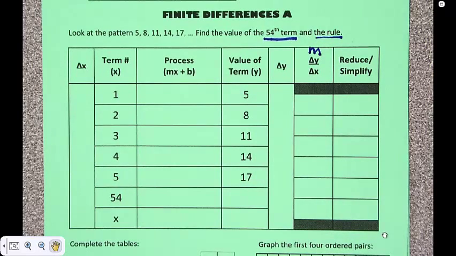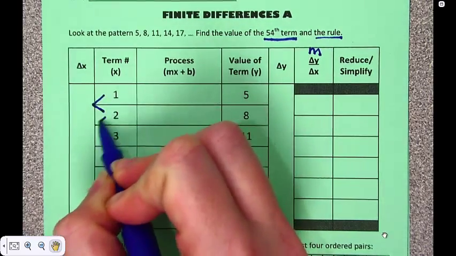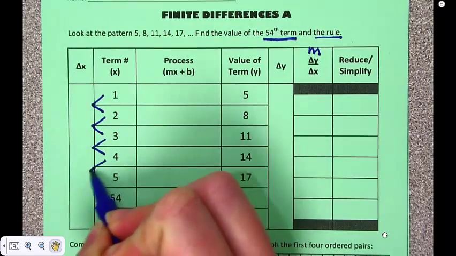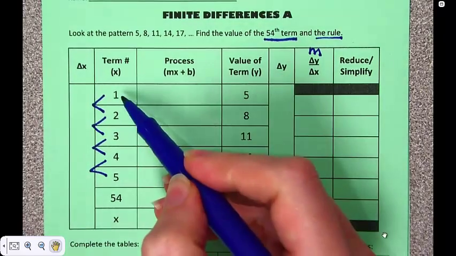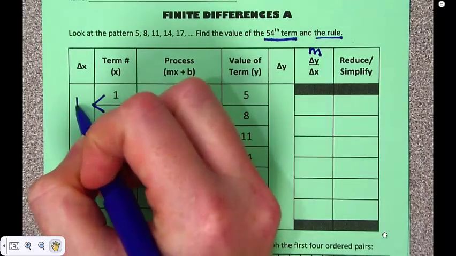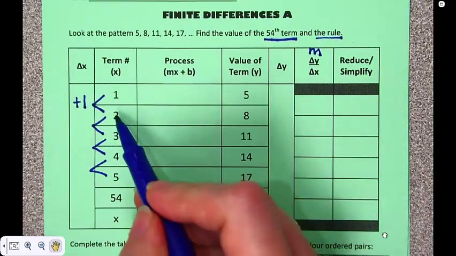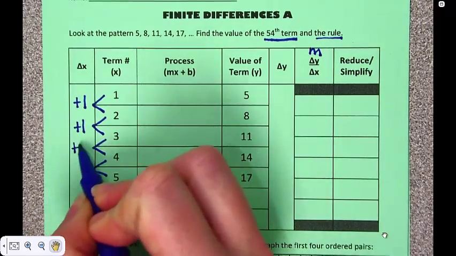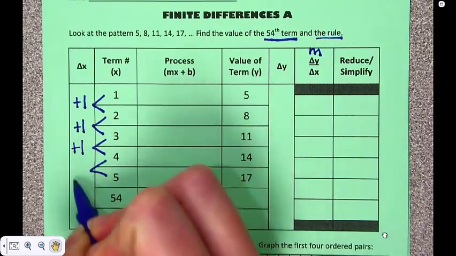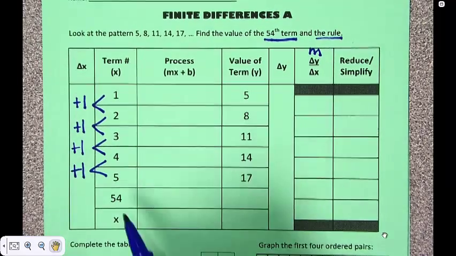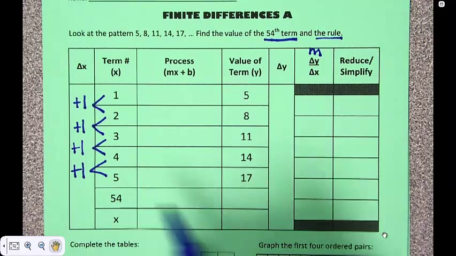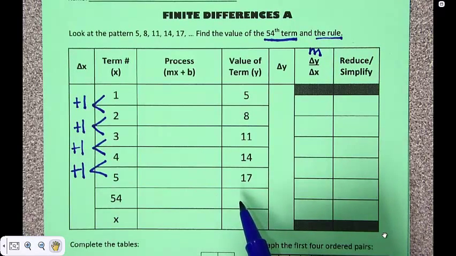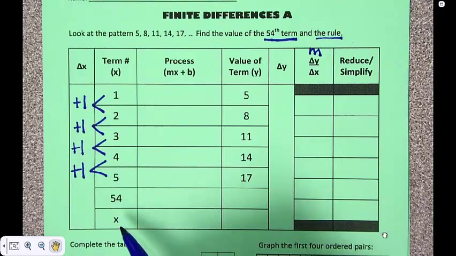Now let's go through the steps of filling out our table. The first thing we're going to do is find our delta x. We do so by finding how we get from one of our terms to the next. So let's see. How did we get from 1 to 2? Well, we added 1. How did we get from 2 to 3? We added 1. How did we get from 3 to 4? We added 1. And how did we get from 4 to 5? We added 1. I'm not going to do this one at this moment because, as you can see, we don't have a corresponding y value. We're going to look at 54 and x in just one moment.